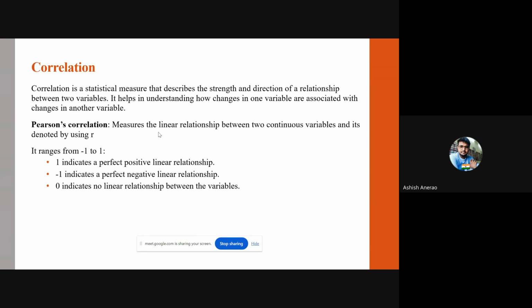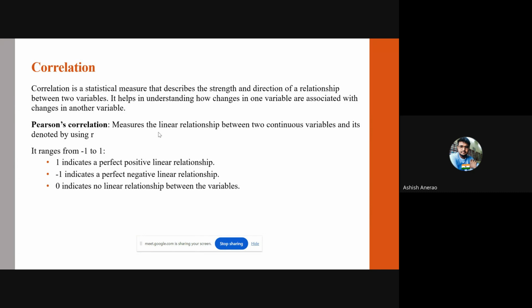So that kind of relation we call a linear relation. Whenever we want to find the strength of a linear relation in linear relationships, that time we use correlation. Correlation is denoted by r. R is called the correlation coefficient, and the correlation coefficient value lies between -1 and 1.